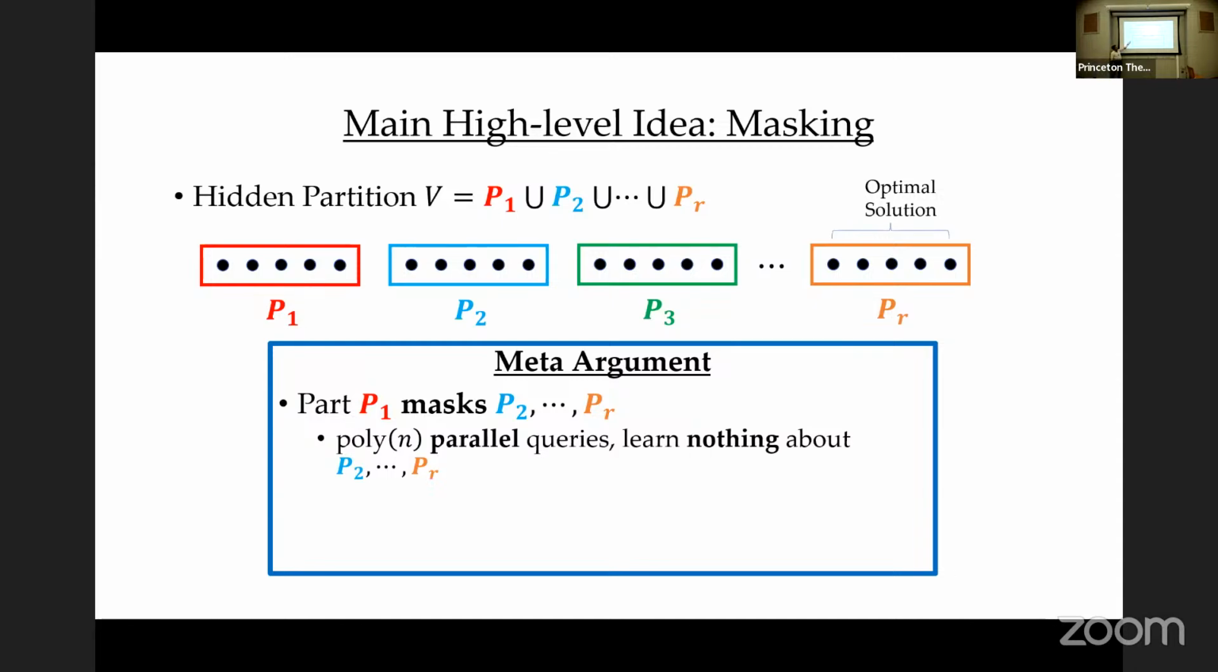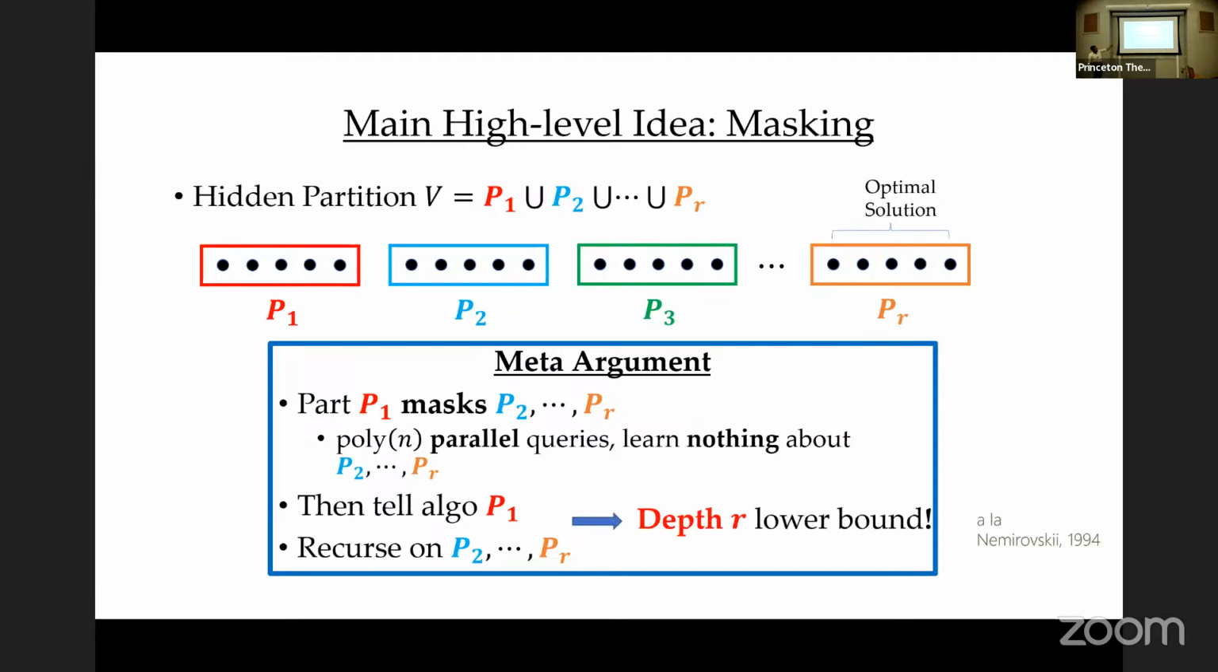So if I make polynomially many queries in the first round, I learn nothing about this, but maybe the adversary completely gives me the P1, and then I recurse after that. So I need to make R rounds to get to where the action is. And that gives you a depth R lower bound. This is a very vague, very meta level argument, but that's the argument that has been used for some of these parallel lower bounds. And it is actually traced back to a work on parallel convex optimization, which is a very prescient and old paper of Nemirovsky from 1990.